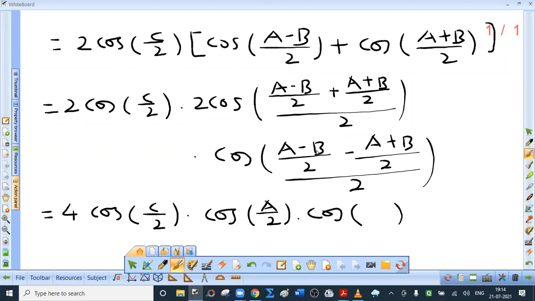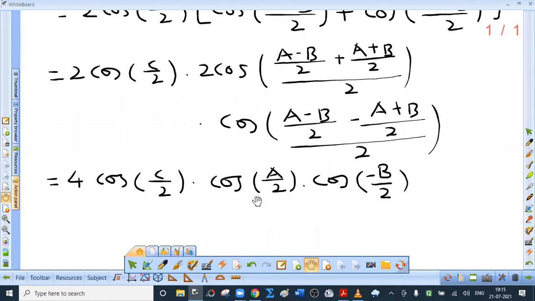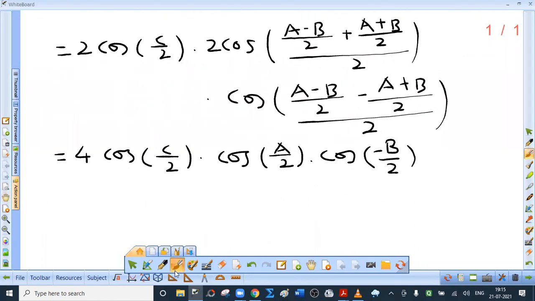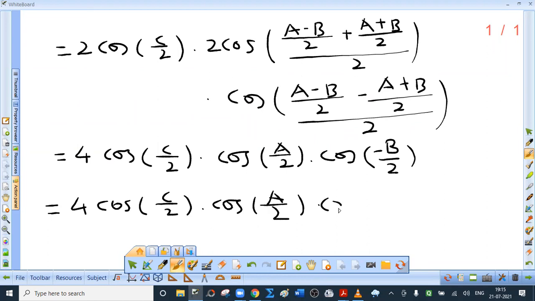A minus B minus A minus B. So minus 2B upon 2 is minus B, but upon 2 is there. So minus B upon 2. But note that cos of minus theta is cos theta only. So 4 cos C by 2 cos A by 2 into cos B by 2.